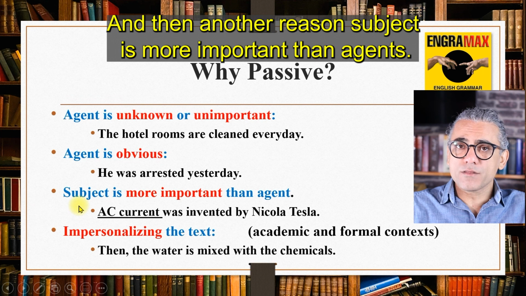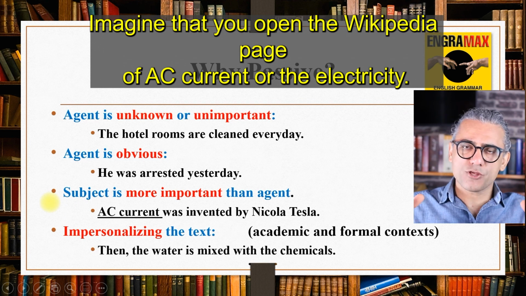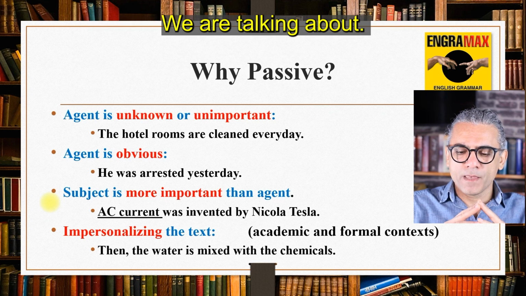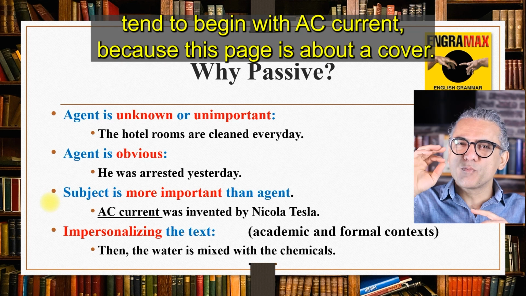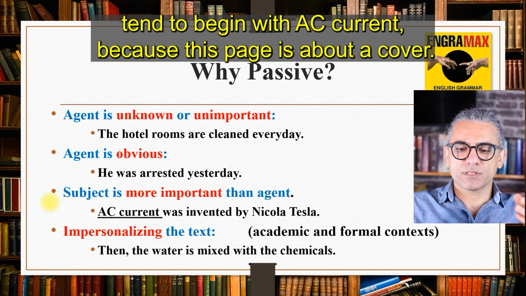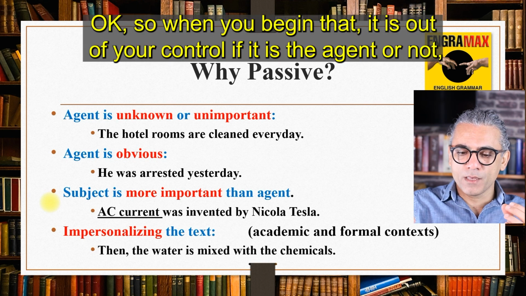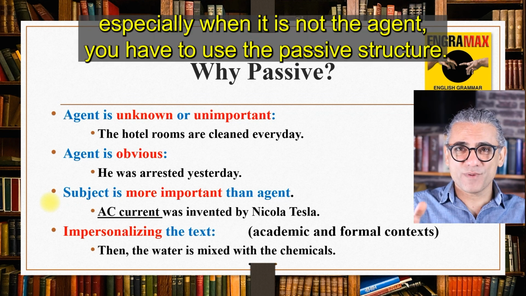And then another reason, subject is more important than agent. Imagine that you open the Wikipedia page of AC current, or the electricity we are talking about. So all the sentences, or most sentences, tend to begin with AC current because this page is about AC current. The subject of this page is about AC current. Okay, so when you begin that, it is out of your control if it is the agent or not. Especially when it is not the agent, you have to use the passive structure.